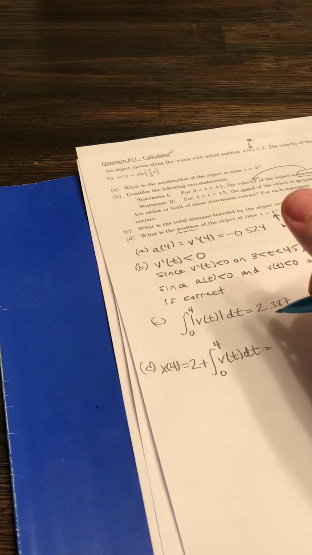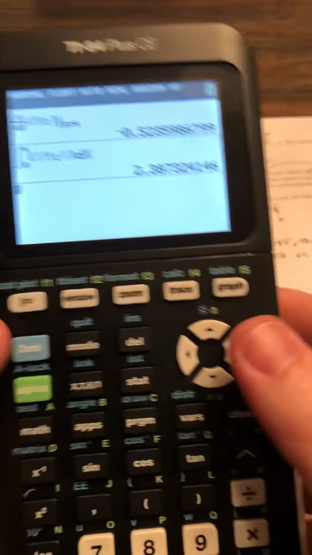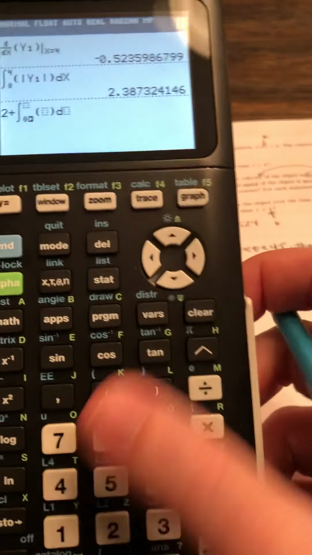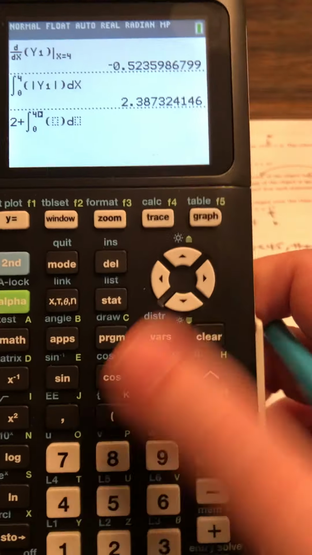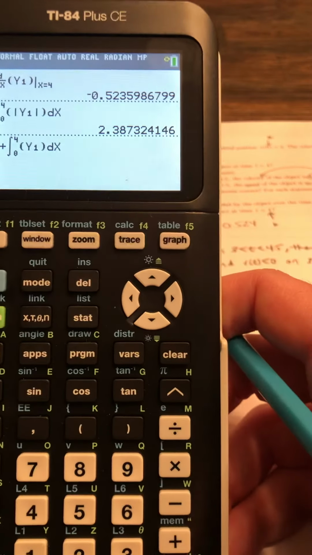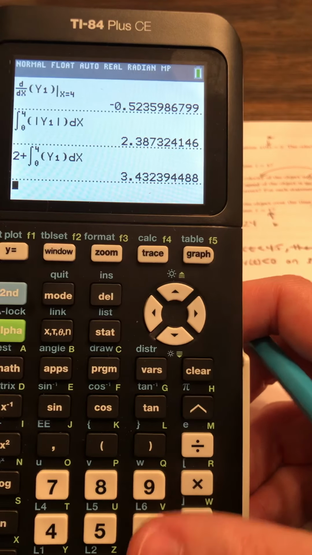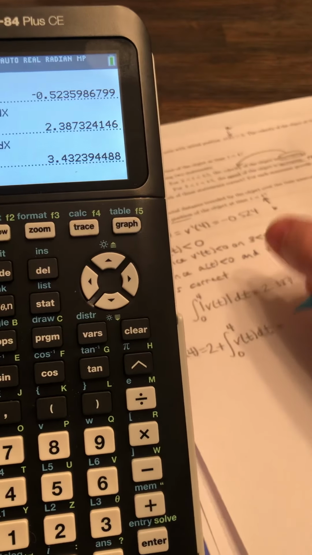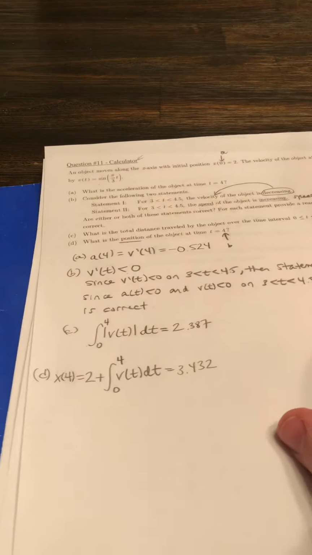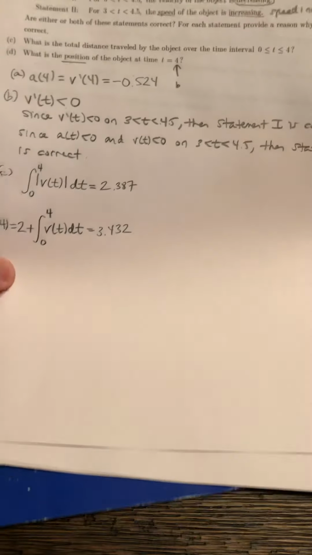Okay, so if I do that and I find it on the calculator, here's what we're going to do. We're going to do 2 plus Math 9. We're going to do the integral from 0 to 4. We're going to do vars, function y1, and then enter. This is going to give me my position at t equals 4. So we get 3.432.